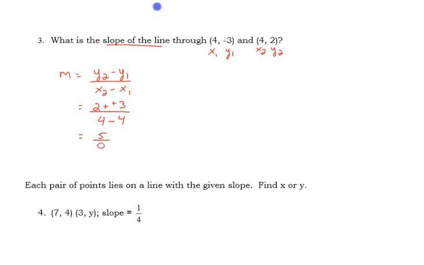Notice that you have a 0 in the denominator. That's not allowed. So our slope is undefined. Whenever we have division by 0, it's undefined. This means that the line is a completely vertical line. A slope of undefined means the line is completely vertical.